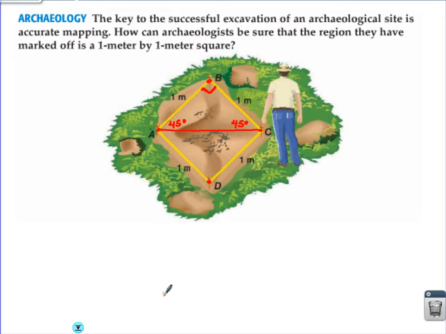Again, everything just swarms back. It comes back and haunts you, right? So the relationship in a 45, 45, 90, the legs will be the same. And how do you go from leg to hypotenuse? Multiply by root 2. So that'd be 1 times root 2. So each of your diagonals should be root 2 in length. Moving on.